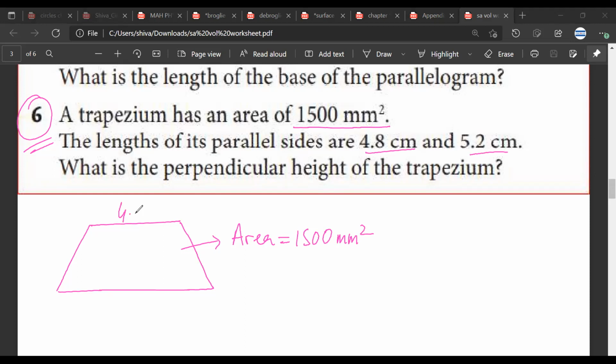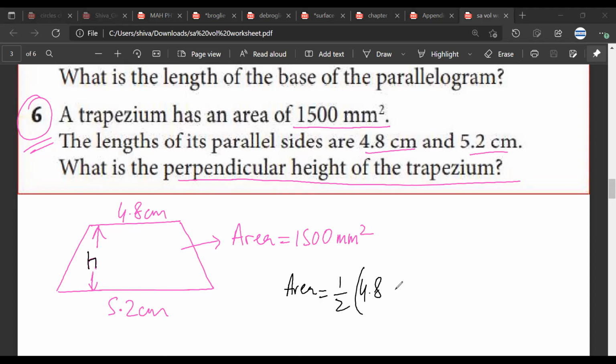Okay. So this would be 4.8 centimeters. This would be 5.2 centimeter. Okay. What is the perpendicular height of the trapezium? We have to find this. Mr. Sarthak, what do you suggest? How should we do this? So it will be half into 4.8 plus 5.2 into h equals to 1500. So 4.8 and 5.2 in centimeters.